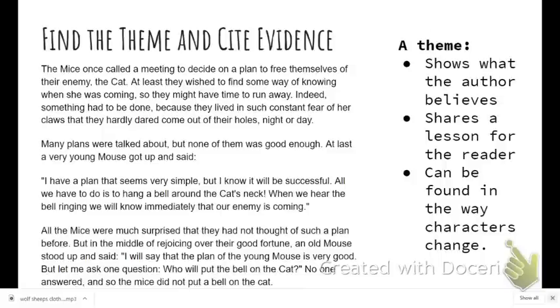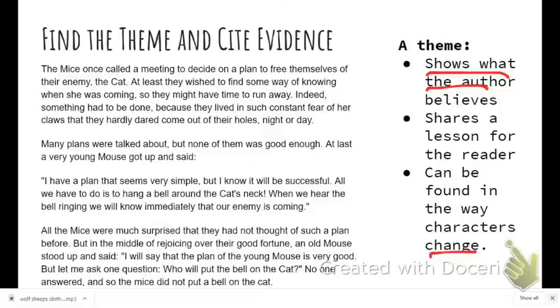Now, I want you to try to find the theme. Don't worry about citing evidence yet. Just find the theme in the story. Remember that a theme shows what the author believes. It shares a lesson for the reader. So someone in this story learned something. They changed somehow. I want you to find it.